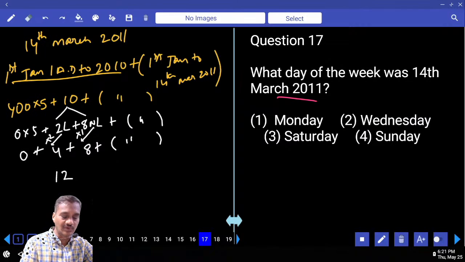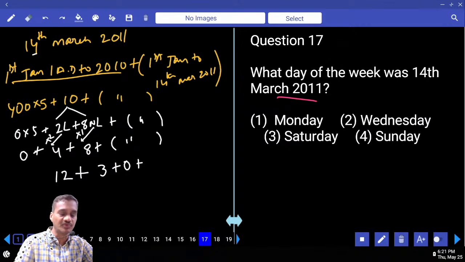12. 12 plus, now in the month of January 2011, 3. February 2011, non-leap year, 28, 0. And March, we need up to 14. And 14 means 14 divided by 7, 0. And finally, how many odd days? 15. Now 15 divided by 7, 1 odd day.